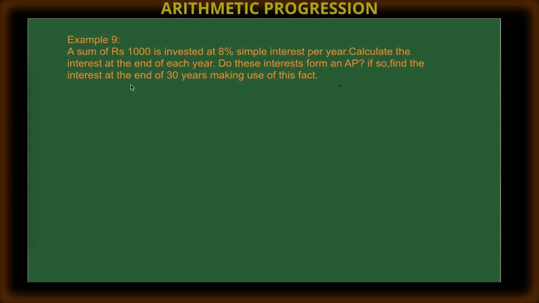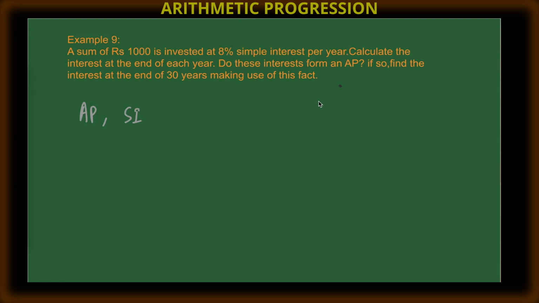So basically, don't get nervous with this question. The reason is we were trying to do the arithmetic progression, and the sum of 1000 invested is basically trying to calculate the simple interest. So can I say that this arithmetic progression is nothing but a sequence of simple interest? What is arithmetic progression? It is nothing but a sequence of numbers. So here the numbers are nothing but the simple interest.